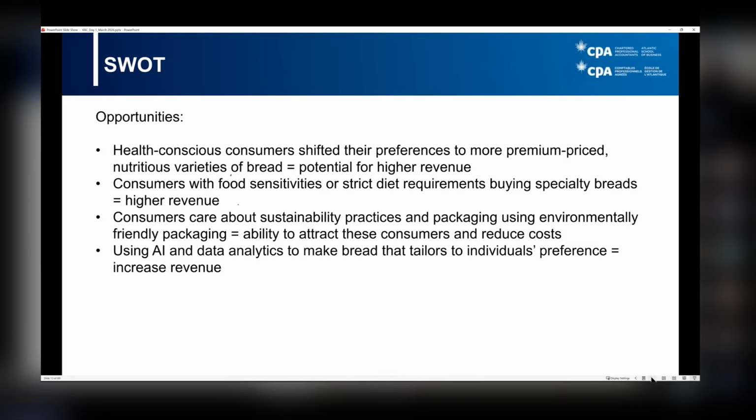So health conscious consumers were shifting their preferences to more premium price nutritious variety of bread. The consumers with food sensitivities or strict diet requirements were buying specialty breads. Consumers care about sustainable practices and packaging, so using environmentally friendly packaging. Using AI and data analytics to make bread that tailors to the individual's preference.